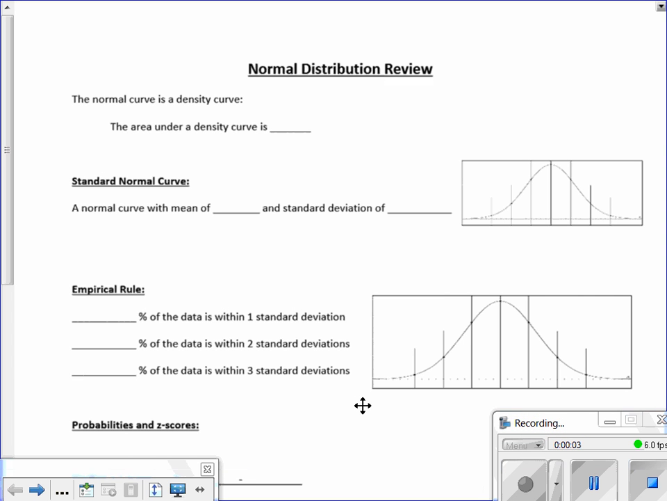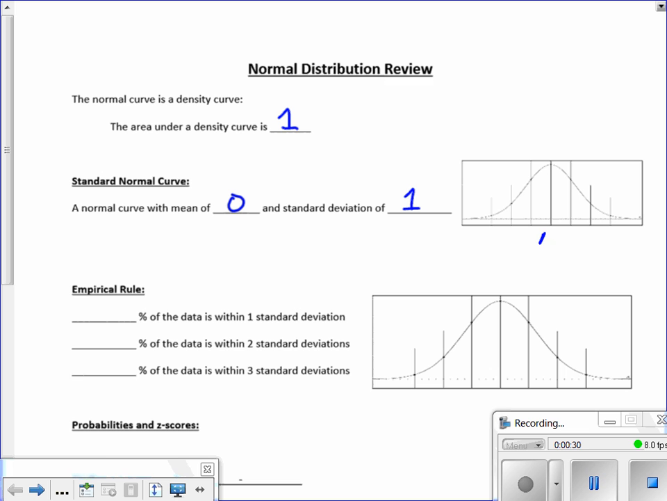Okay, we'll take a look at the normal distribution. Quick review of this particular information. The first place we started with this unit was a density curve, and remember the area under any density curve is 1. Well, the standard normal curve is a density curve, and the mean is going to be right at 0 with a standard deviation of 1.